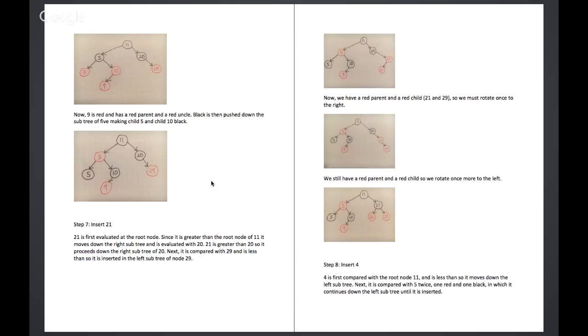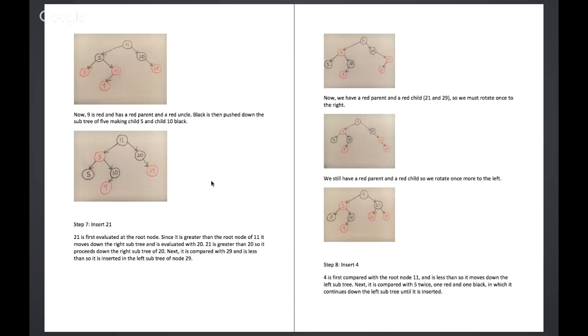So step 7, insert 21. 21 is first evaluated at the root node. Since it is greater than the root node of 11, it moves down the right subtree and is evaluated with 20. 21 is greater than 20, so it proceeds down the right subtree of 20. Next, it is compared with 29, and we know that it's less than, so it's going to be inserted there on the left subtree of node 29.